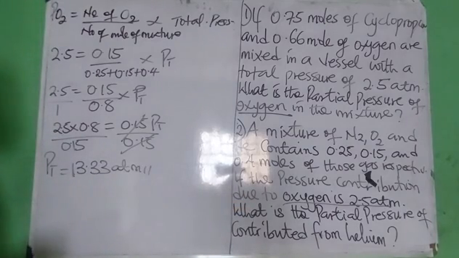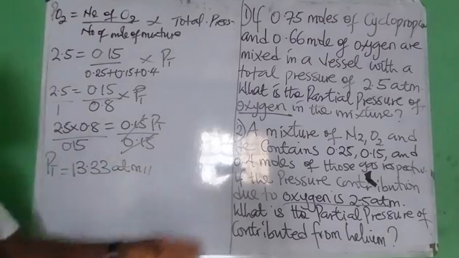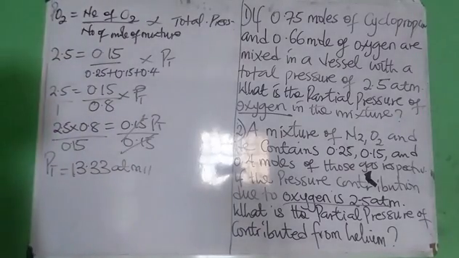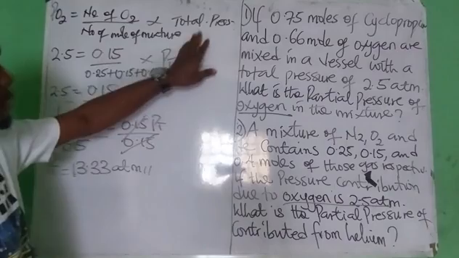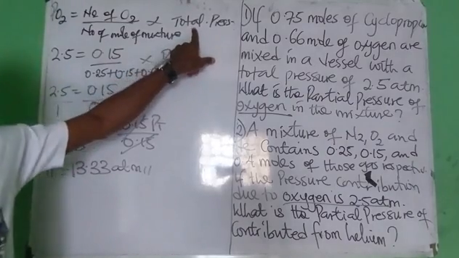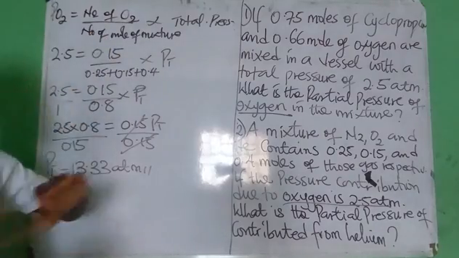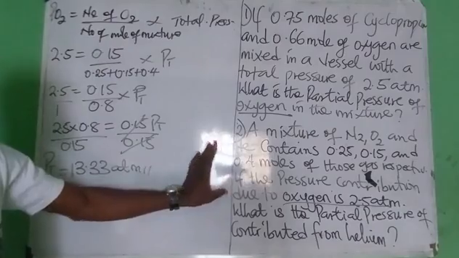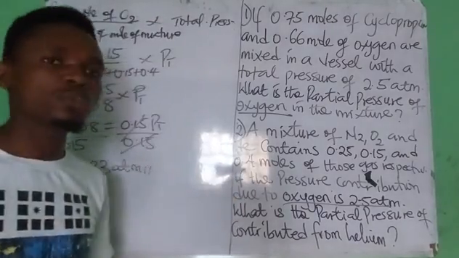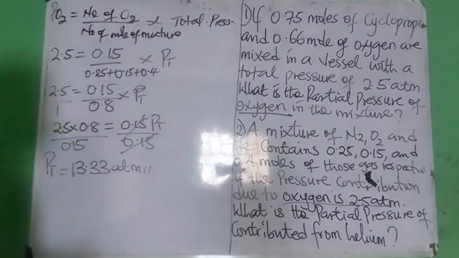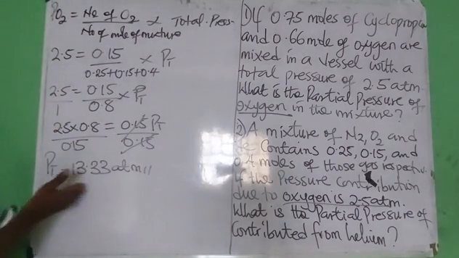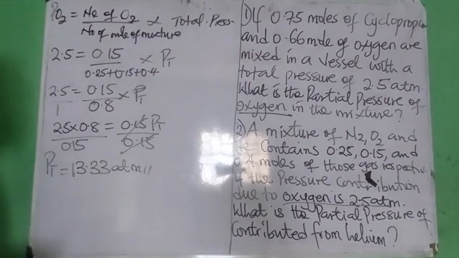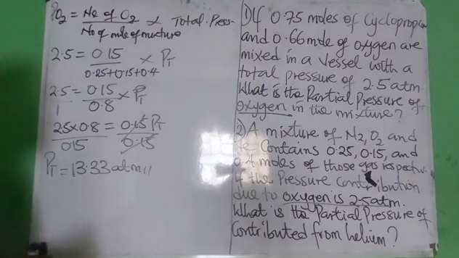So what do we do next? It's like you're having two questions in one. Normally, sometimes they give us the total pressure from the beginning of the question, which is very easy: you slot in your parameters and solve. But in this question, we're not given the total pressure, so we have to look for it first. We've been able to do that, which is 13.33 atmosphere.